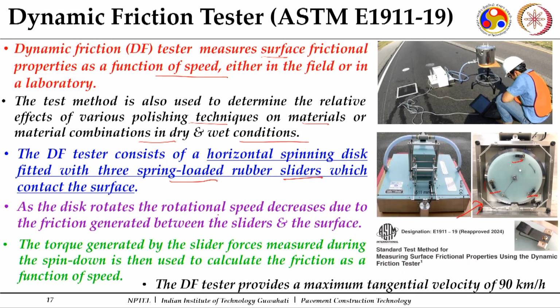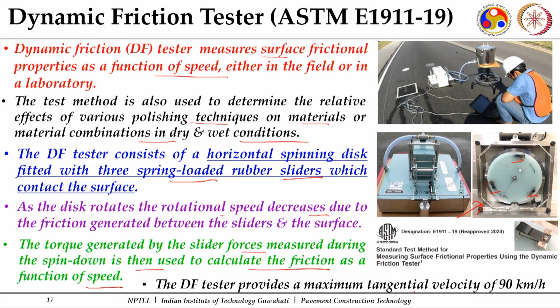So, these rubber sliders touch your surface, and then with the torque and the revolution speed you get the variation of your friction with the revolution speed. As the disc rotates, the rotational speed decreases due to the friction generated between the slider and the surface. The torque generated by the slider forces measured during spin down is then used to calculate the friction as a function of speed.